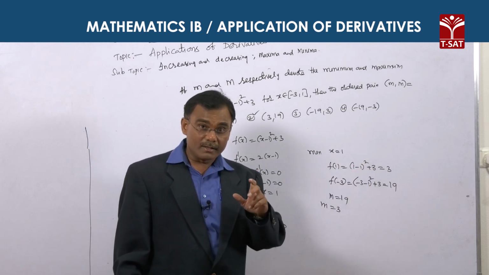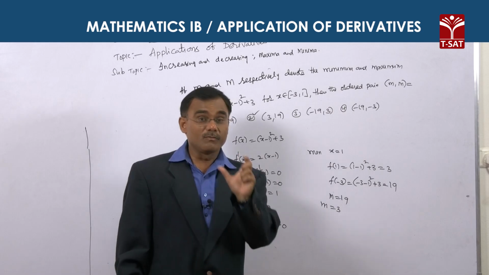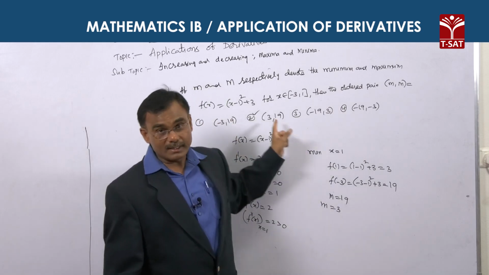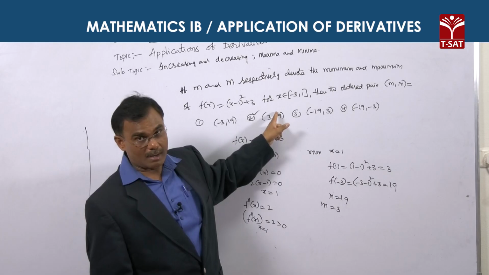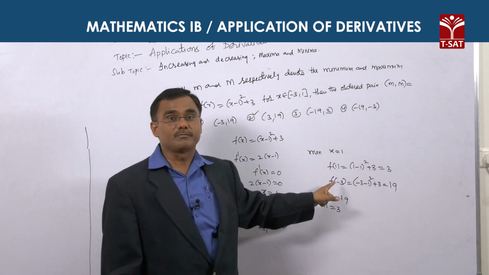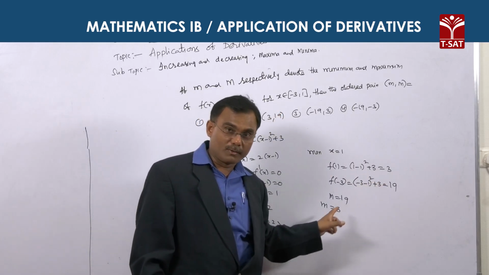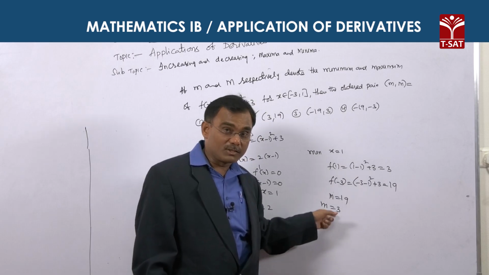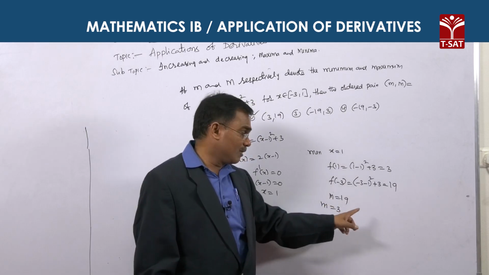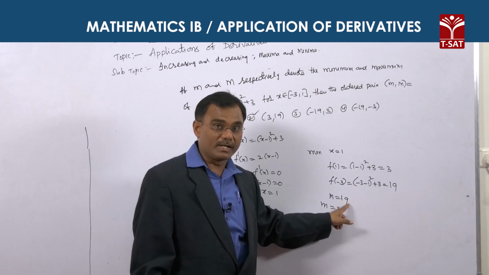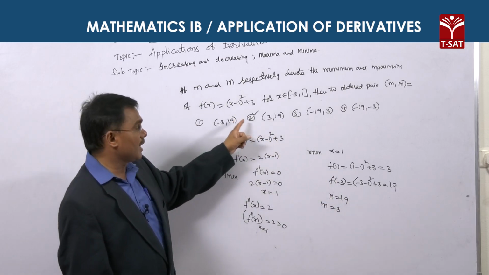And also we know that the function has maximum or minimum at the end points. What are the end points of the interval? Minus 3 comma 1. 1 is already done, so f of minus 3 we get 19. Therefore minimum value at x equal 1, maximum value at x equal minus 3. Minimum value is 3, maximum value is 19. So the ordered pair small m comma capital M is what?